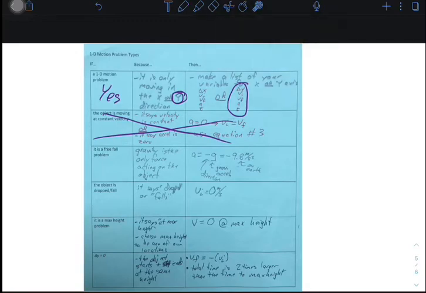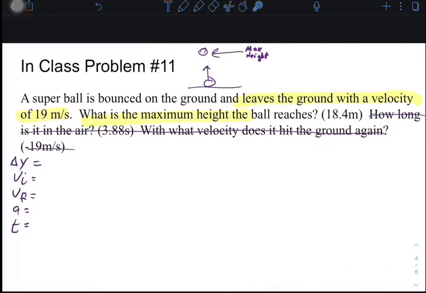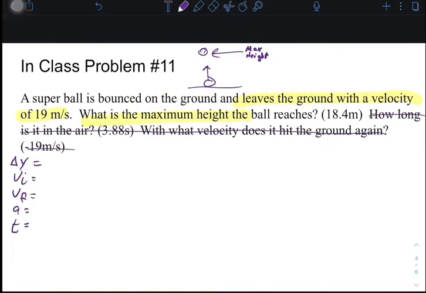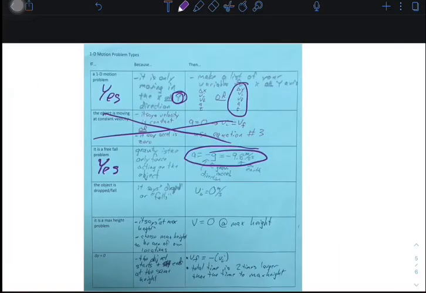Okay. Is it a free fall? Is gravity the only force acting on the object? Well, let's see. It bounces off the ground and it leaves. We're talking about it while it's moving through the air. So yeah, gravity is the only force. Because of that, yes, this is a free fall problem, and we can add that to our list. So we can say that my acceleration is negative g, which is equal to negative 9.8 meters per second squared.